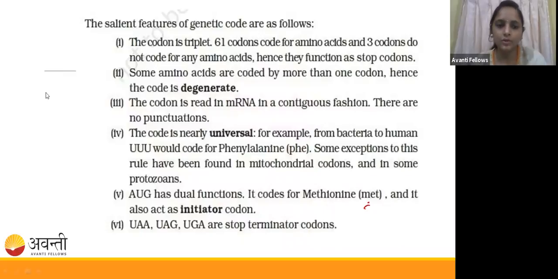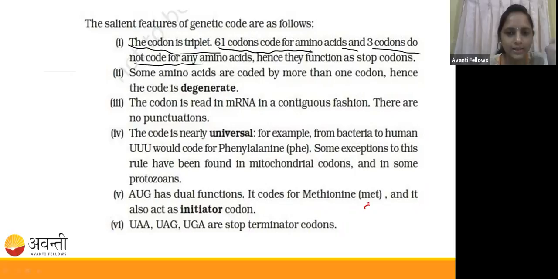Okay guys, so here we can see the salient features of the genetic code. The codon is a triplet. I have told you before that the codon is a triplet, made up of three nucleotides. Here the 61 codons code for the amino acid and the other 3 do not code for any amino acid. They are called stop codons, right? Which are the stop codons, guys? We'll see in the next.